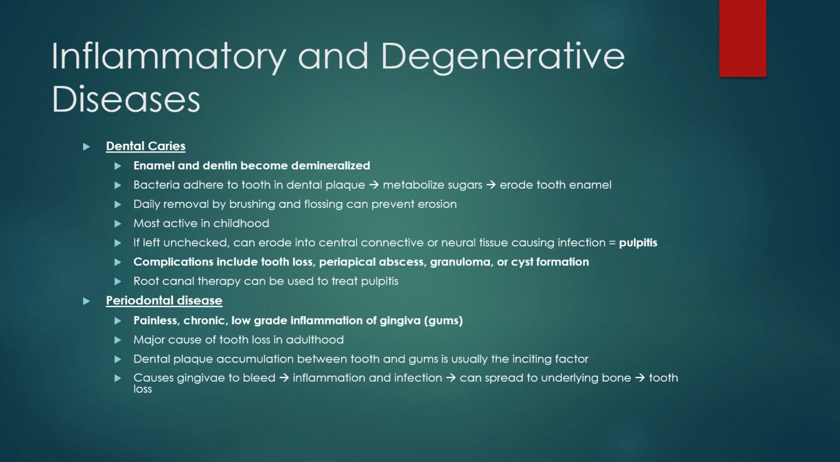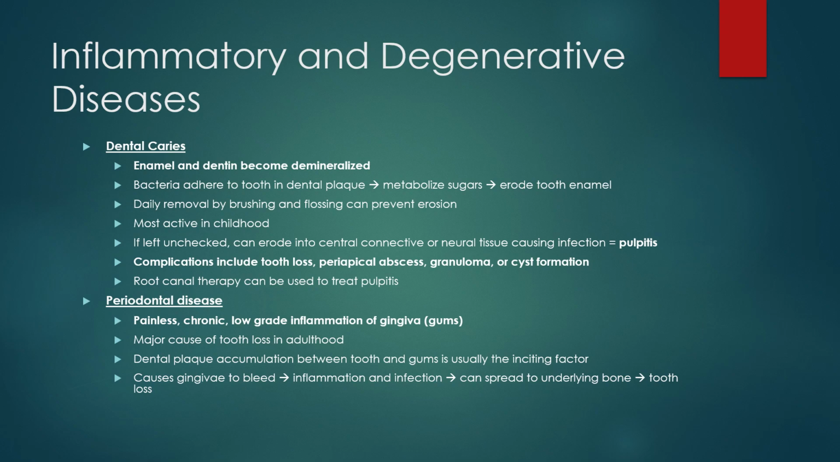If left untreated, complications can include tooth loss, periapical abscesses, granulomas, and cyst formation. From a histology standpoint, we often see chronic inflammation, necrotic debris, bacterial colonies, and reactive connective tissue changes. Root canal therapy removes the infected pulp, which is basically pathology's version of eviction without mercy.